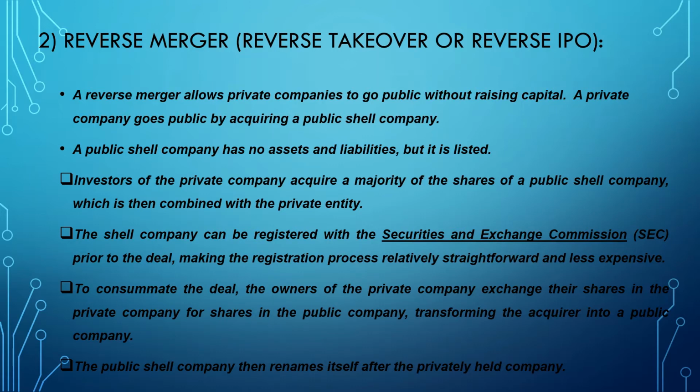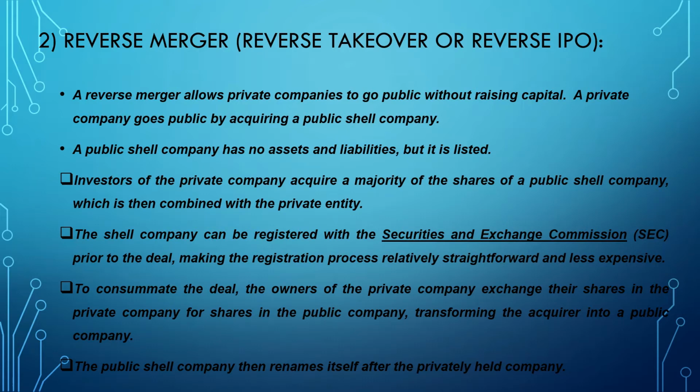First, investors of the private company acquire a majority of the shares of a public shell company, which is then combined with the private entity. However, the shell company can be registered prior to this deal, and because the shell company doesn't have assets and liabilities, the registration process will be relatively straightforward and less expensive.